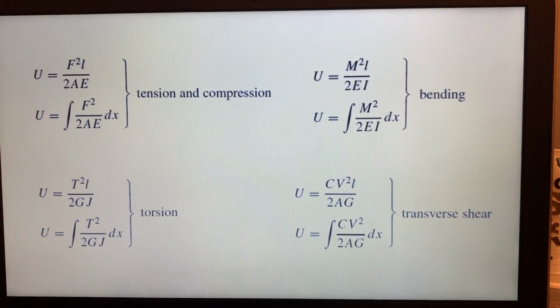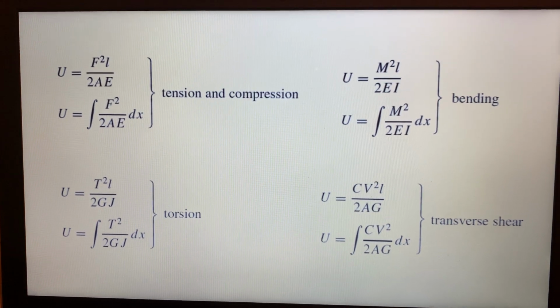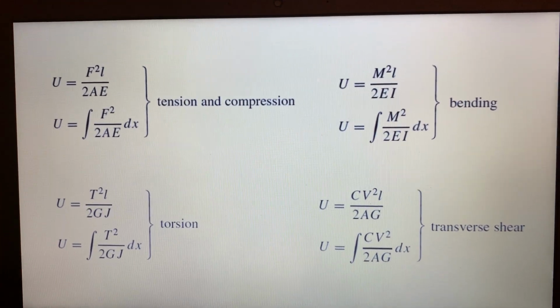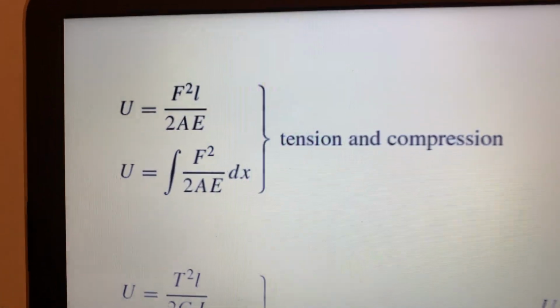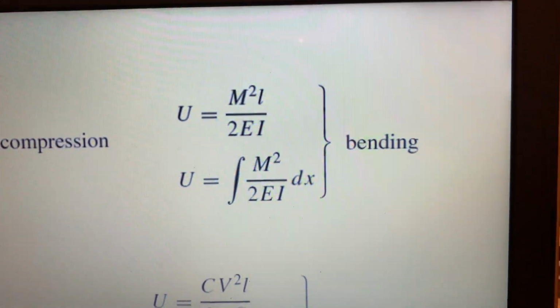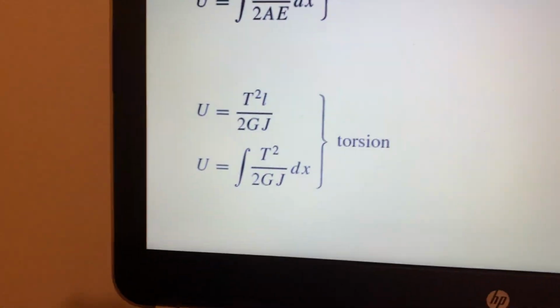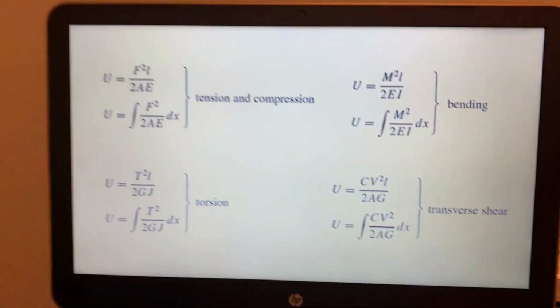So we need to know the total strain energy, and there's a number of different ways we can find that. There's a number of different equations. So for tension and compression, we have these. If we have bending, we have these. If we have torsion, we have these. And then for transverse shear, we have these equations.